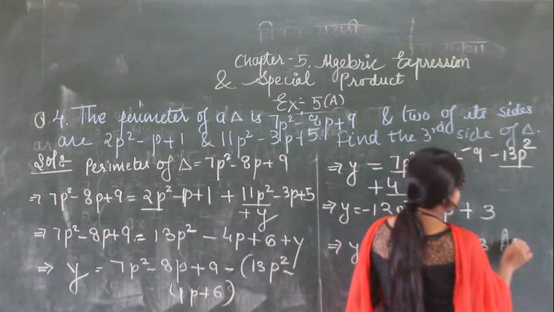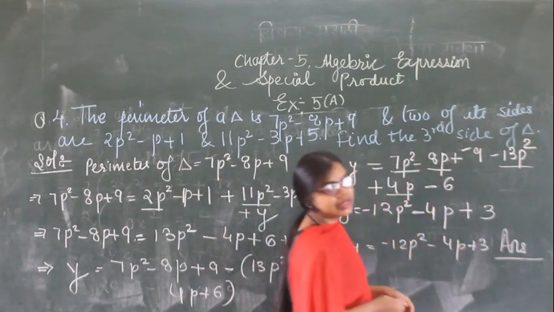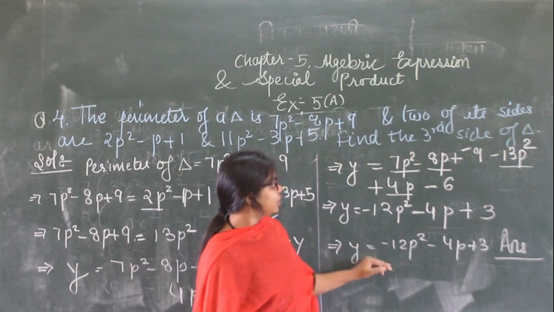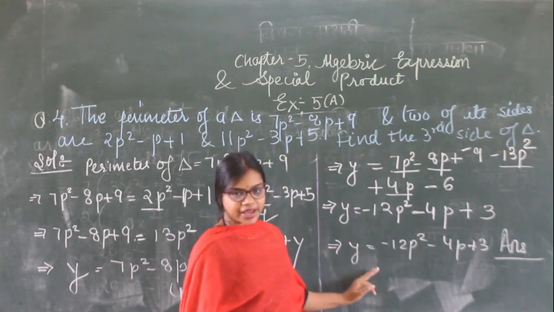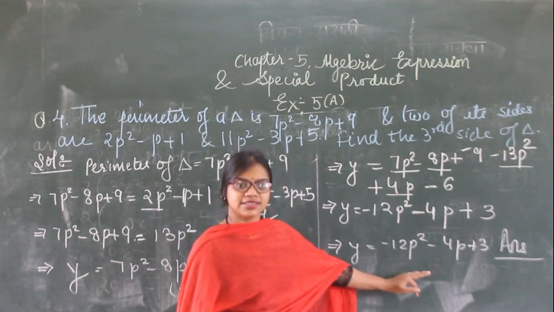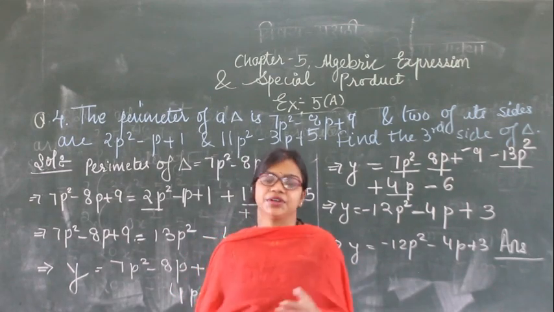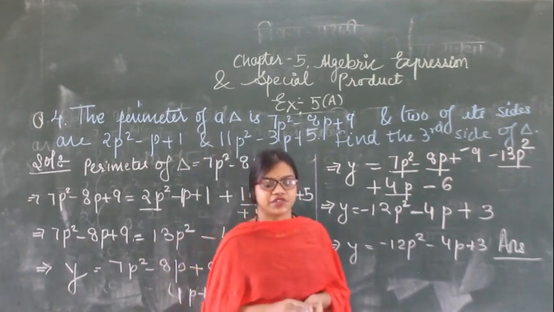This is the third side of the triangle. We had to find the third side of the triangle, and that was y. So the third side of the triangle is this. This is the answer. With this exercise, we finish 15a.